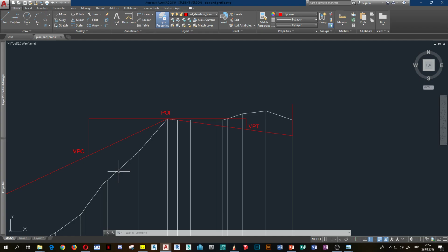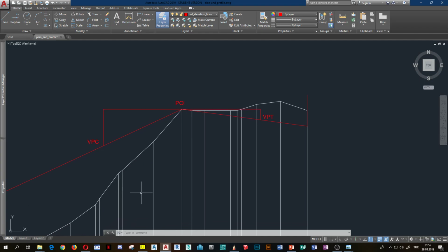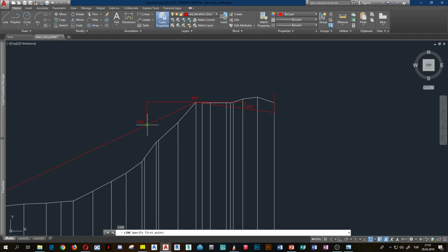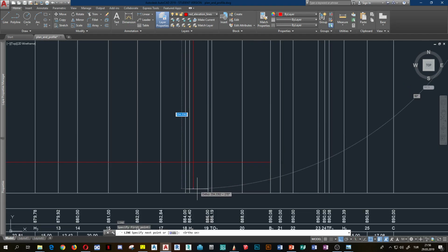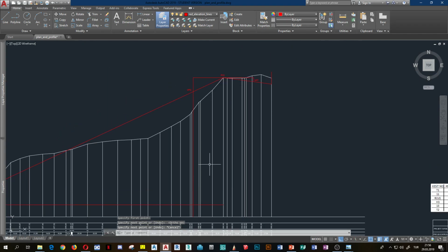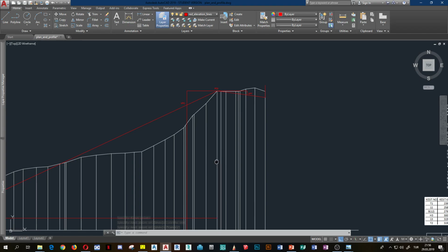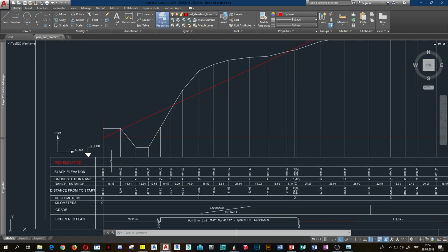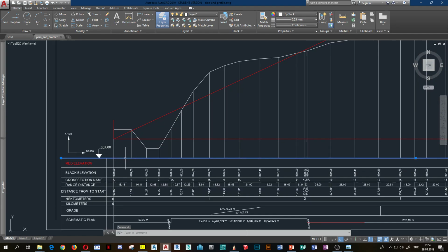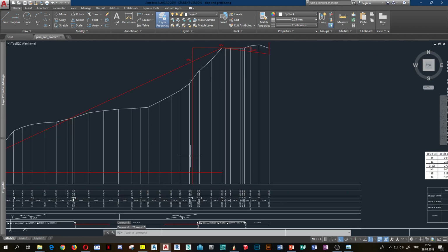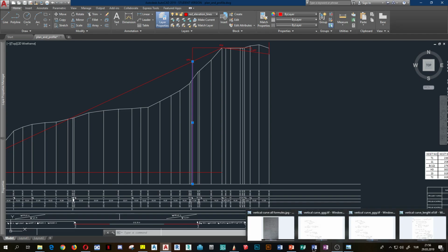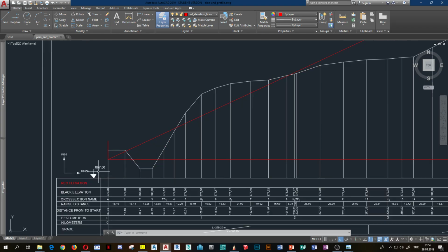After that, determine your VPC elevation. What is the VPC elevation? Look at that and create a line. Put the F8 button. We know this ground elevation is 867 meters, and what is the distance from VPC is equal 20.75 meters. And look at my reference line.